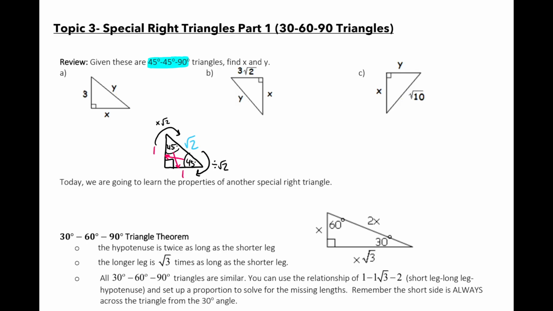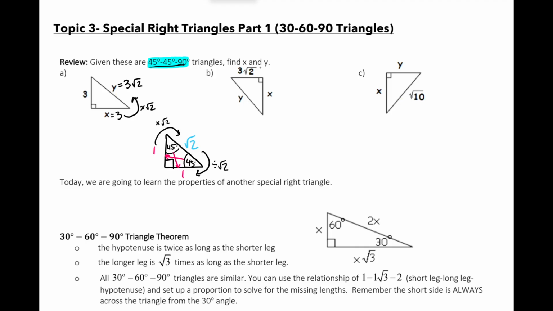So let's practice. If I have 3 for a side length over here, this is a 45, 45, 90 triangle. It tells me that. That means I know that x has to also be 3. Now to find the hypotenuse, that would be finding a larger side. That means I need to multiply, right? Get a larger amount. Multiply by root 2. So y has to be 3 root 2, right? 3 times root 2.